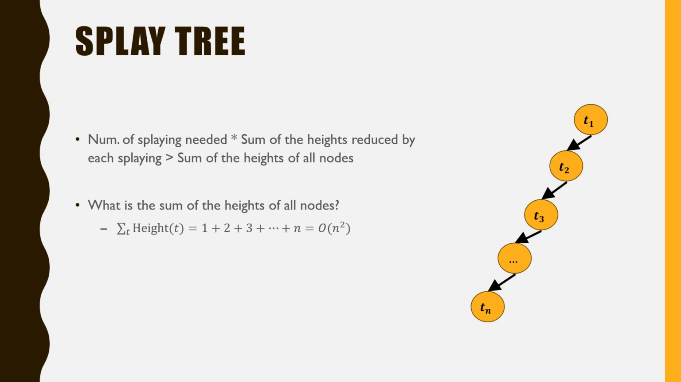Next, we calculate the sum of the heights of all nodes. Again, assuming the height of the tree is in O(n), we observe that the height of T1 is n, the height of T2 is n-1, and so on. Adding these heights yields a total sum of approximately n²/2. Thus, the sum of the heights of all nodes is in O(n²).